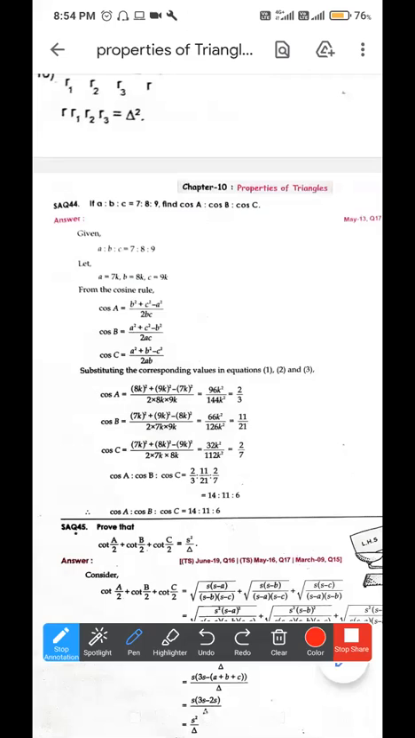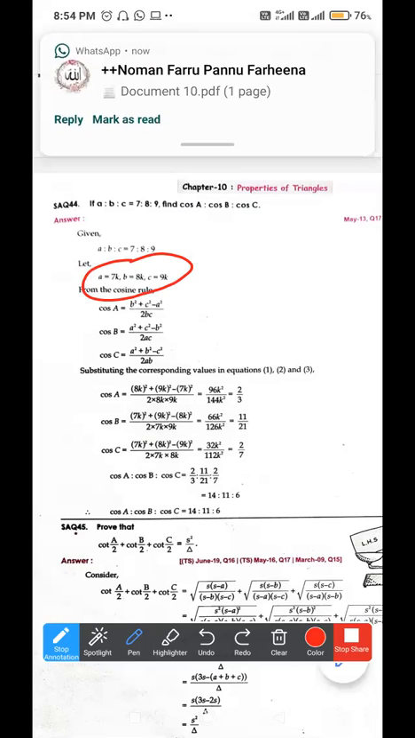If A is to B is to C is 7 is to 8 is to 9, then cos A is to cos B is to cos C will be what? Here, a is equal to 7k, b is equal to 8k, and c is equal to 9k.